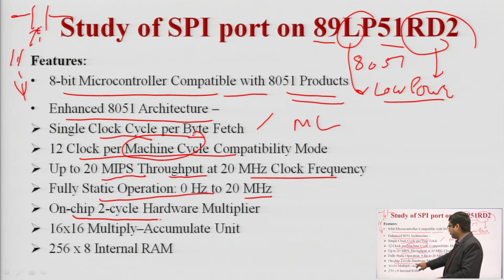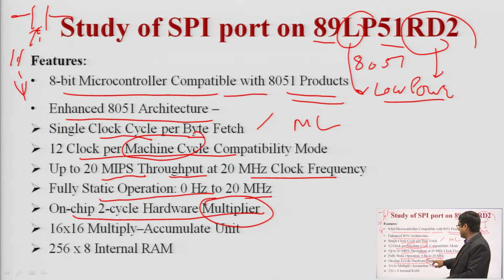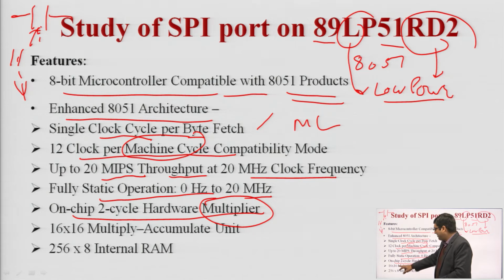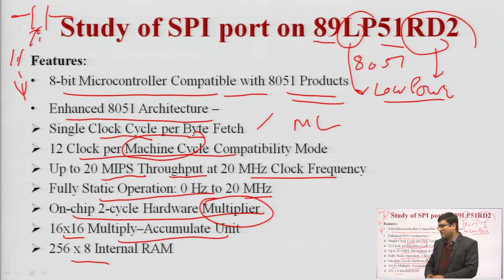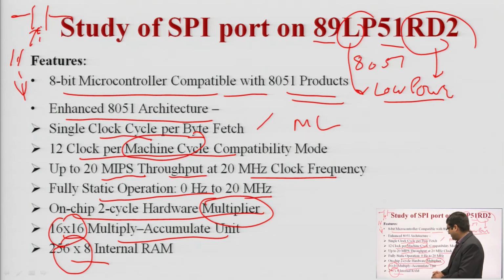It has an on chip 2 cycle hardware multiplier. Multiplier means it multiplies the input. It has a 16 into 16 multiply accumulator unit, and it has 256 into 8 internal RAM. Basically, you can see here 16 into 16, 256 into 8. Basically, it represents the size of the microcontroller, the size of the chip available to the users.